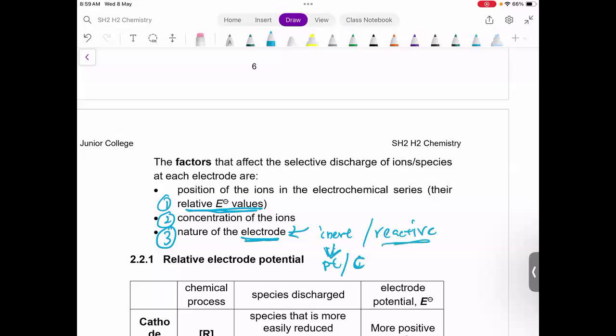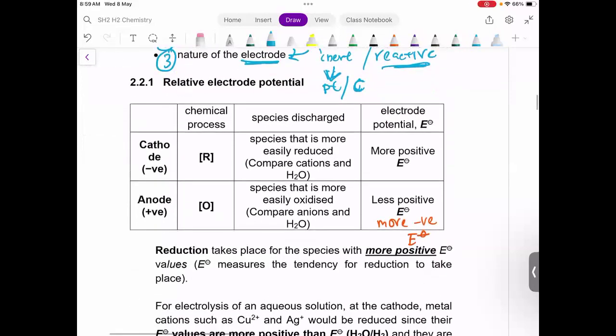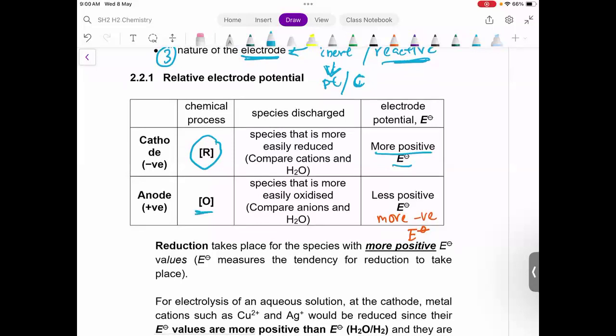Okay, so reactive electrodes are those that are other metals. These are the 3 factors. For this, we'll just focus on this first. What is happening is at the cathode, we are considering the reduction process. Among the species, we'll choose the more positive E0 to undergo reduction because it has the highest tendency. Then for oxidation, of course we are looking at the reverse process. The more negative or the less positive it is will be the one chosen to undergo oxidation.